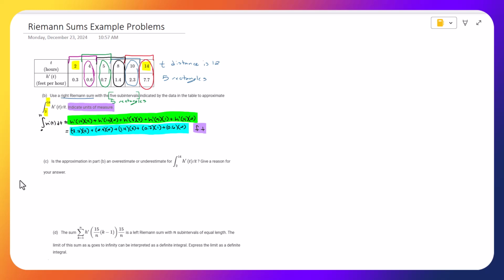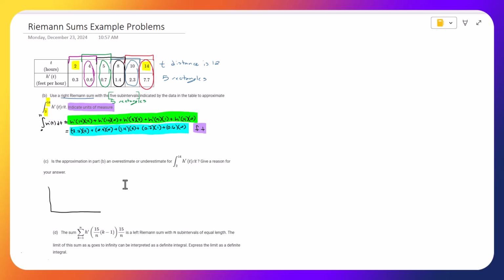Okay, the next part, is this approximation an overestimate or underestimate? Give a reason for your answer. Okay, this is just something you need to sort of know off the top of your head. And this is worth 1 point. So it's either all or nothing for this. When we talked about right Riemann sums, I can actually sort of draw a picture that might help us out a little bit. This picture is a visual representation of what's happening. This isn't actually going to be our answer.